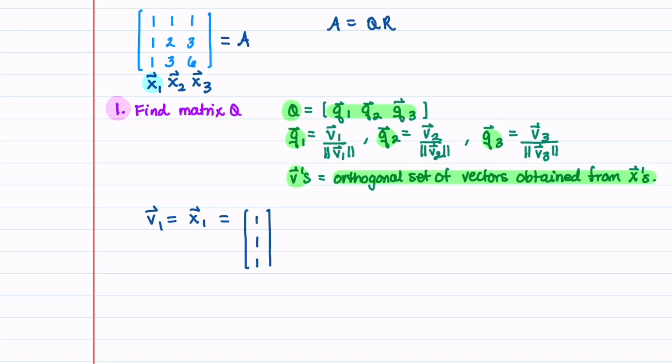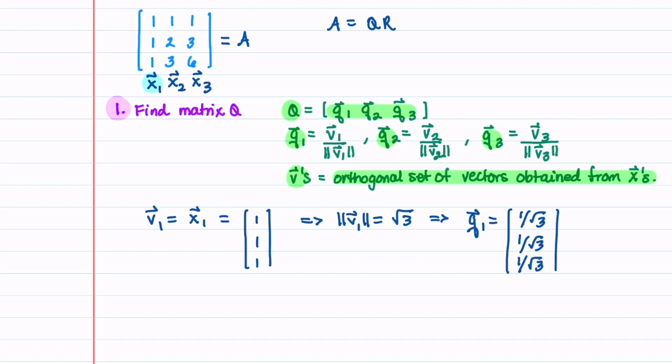We now need to find Q1, so let's find the magnitude of vector V1. That's going to be the square root of 1 plus 1 plus 1, which is root 3. So that tells us that vector Q1 is equal to 1 over root 3, 1 over root 3, and 1 over root 3. I'm going to highlight this in yellow so it will be easier to find later.